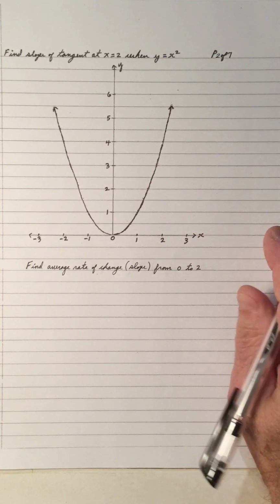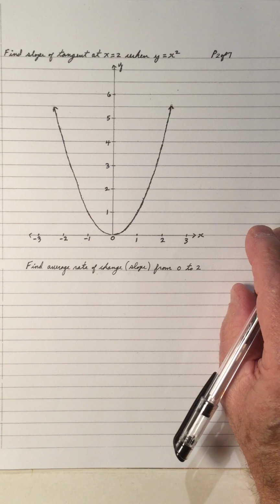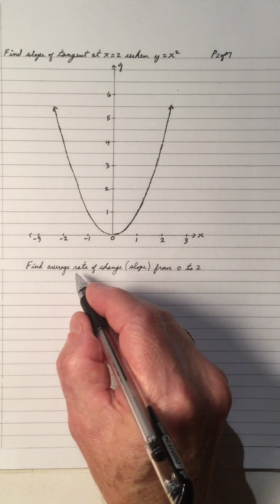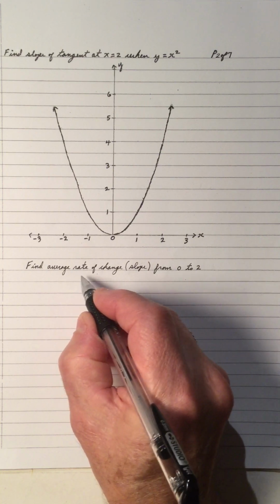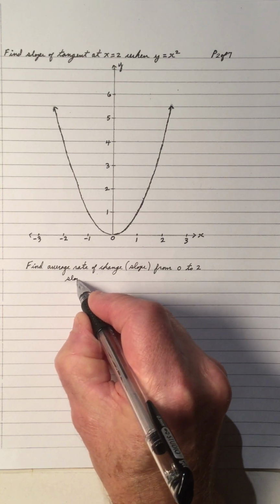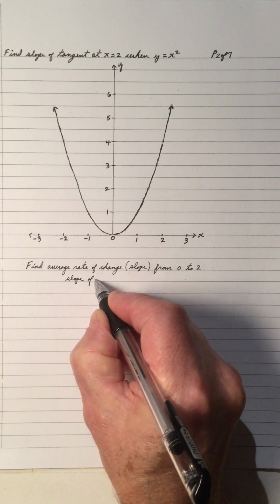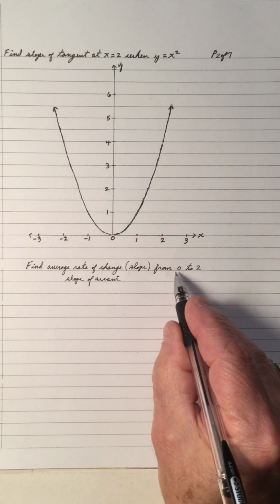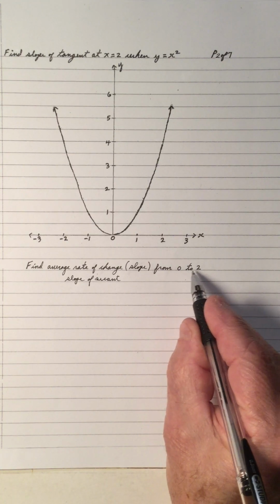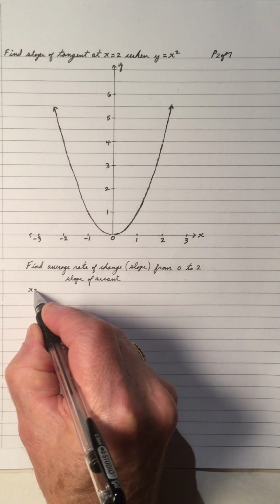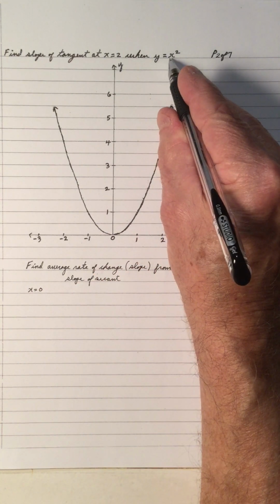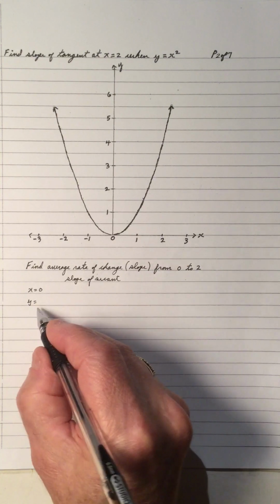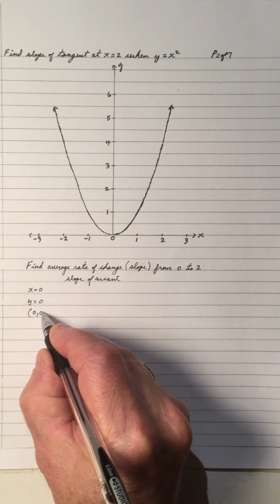So we want to find the average rate of change of the slope from 0 to 2. The average rate of change is the slope of the secant. So that's the slope of the secant between x's 0 and 2. If x is 0, put a 0 in here, we get y equals 0. So that's the point 0, 0.